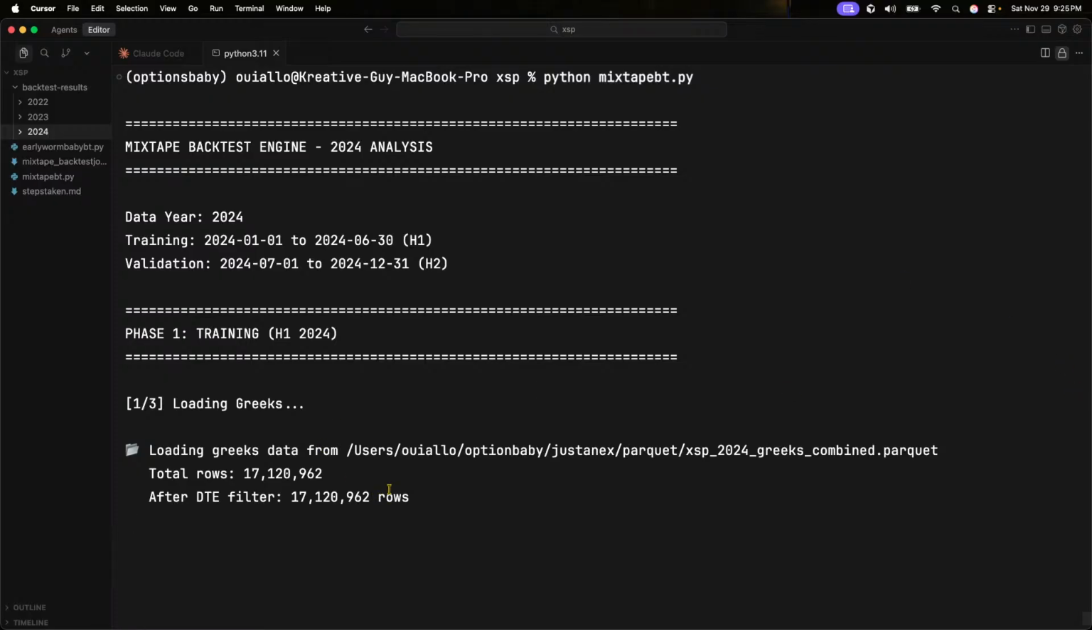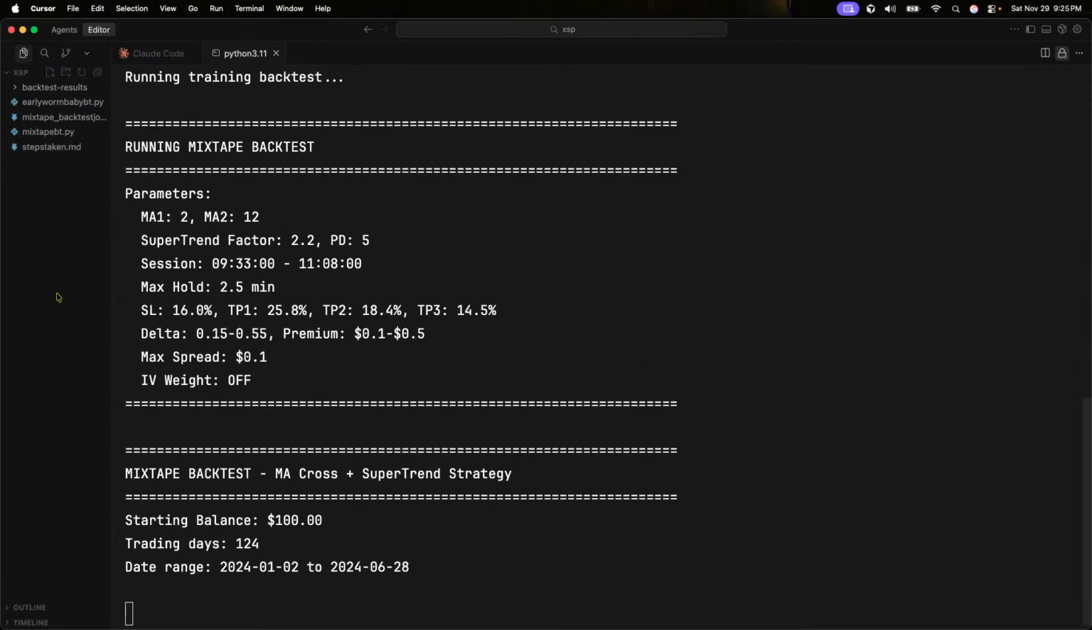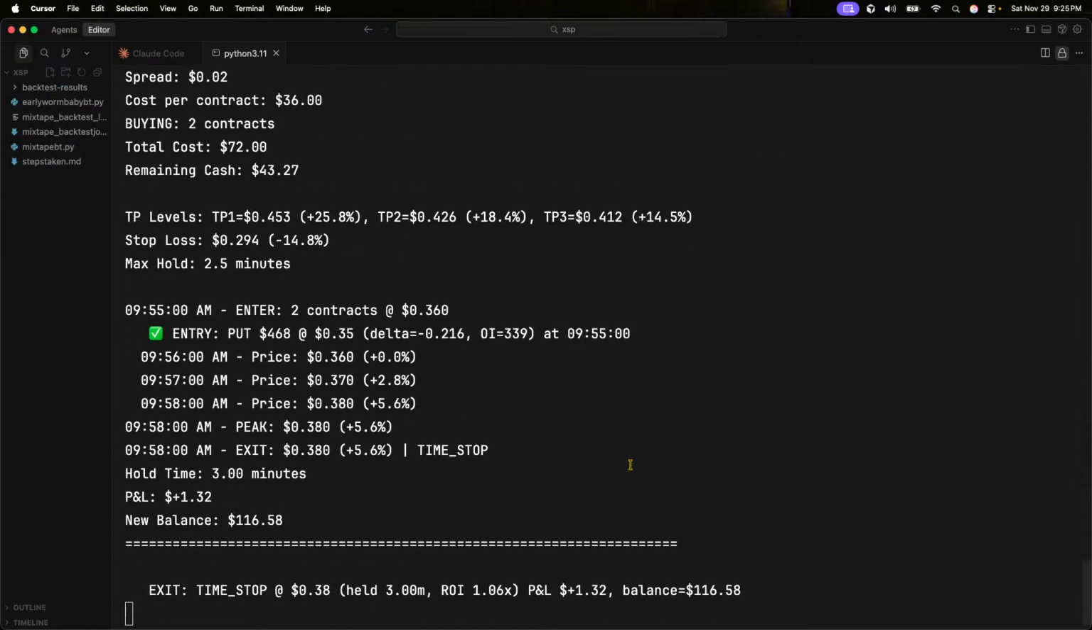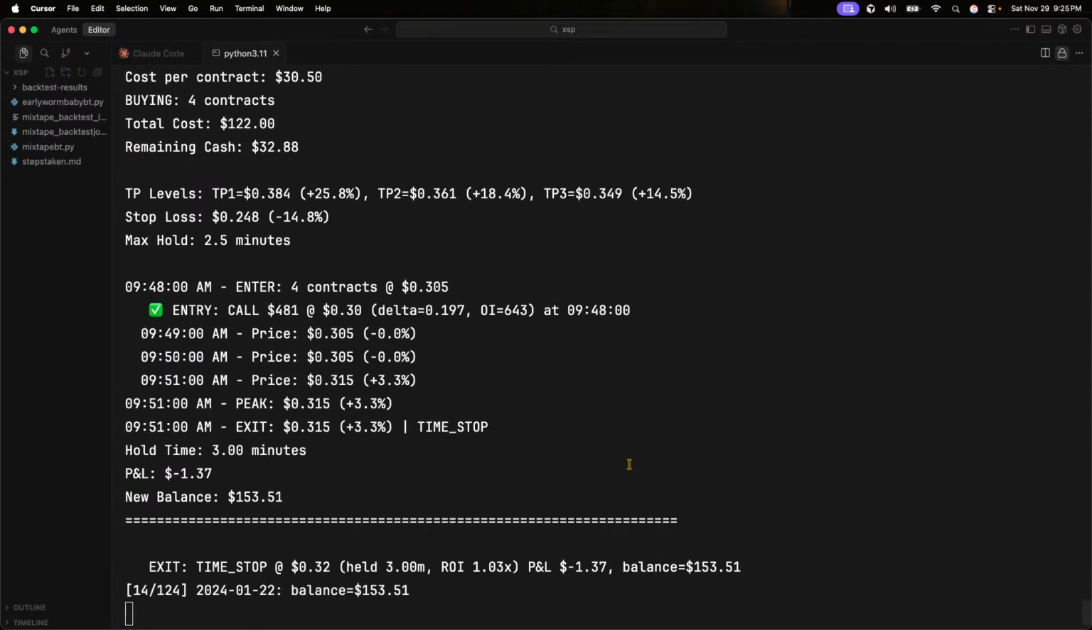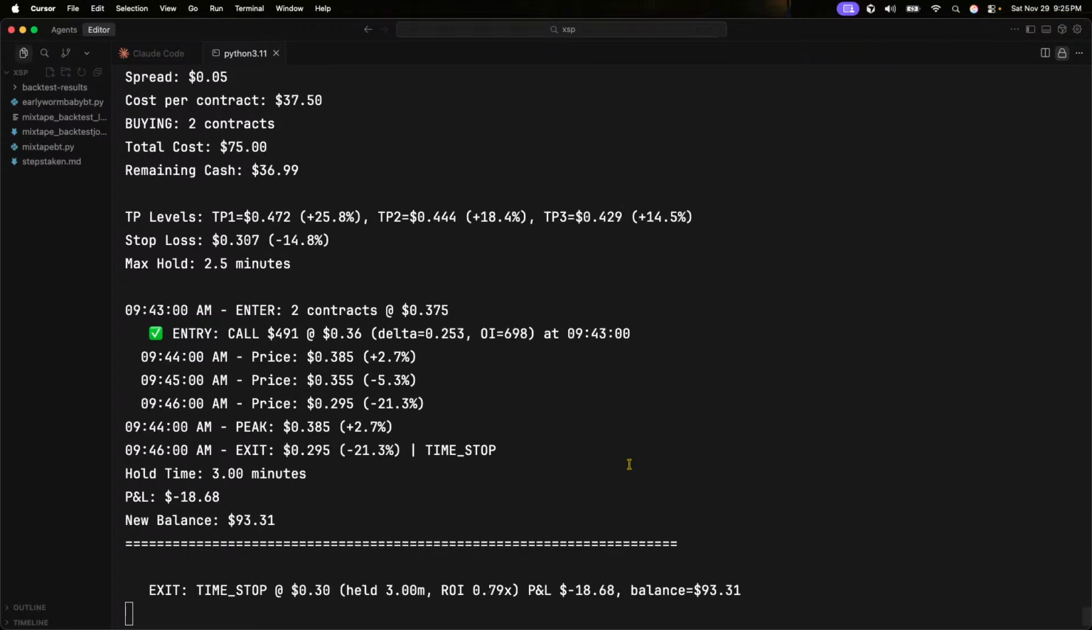All right, this is loading. Go ahead and close that out. All right, beautiful. Now let's run it. And again, what we're looking to see is if the first 6 months I needed to improve its performance.